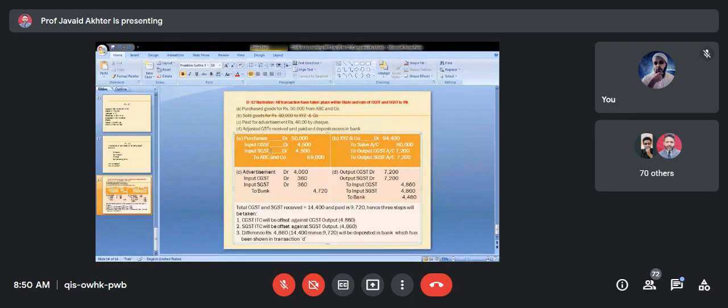If the GST is also applied there, there will be double taxation. The poor man will be paying twice. So all four entries I have tried to explain to you here. How much is the excess, it is to be deposited in the bank. All these steps have been explained here.